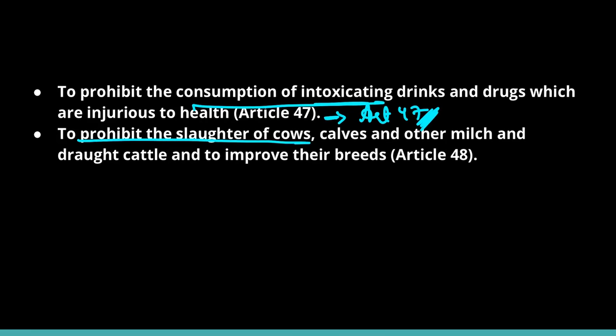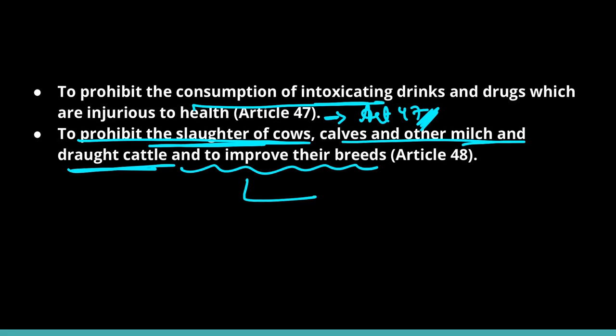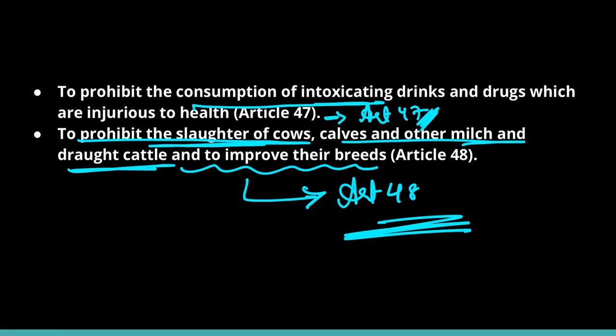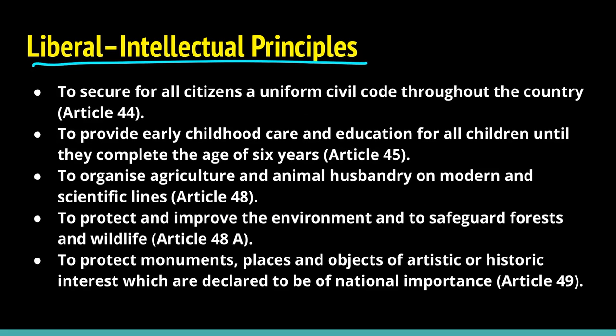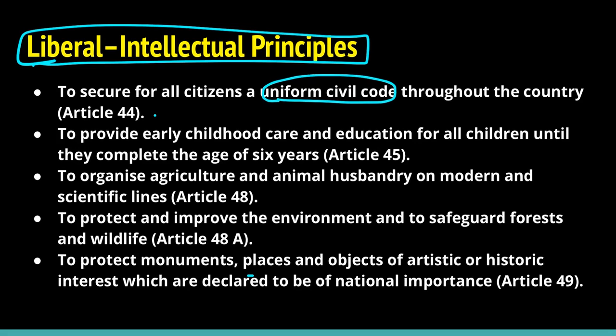It also prohibits the slaughter of cows, calves and other milch and draught cattle, and aims to improve their breeds, and this principle has been included in Article 48 of our Indian Constitution. Liberal intellectual principles: the principles included in this category represent the ideology of liberalism. This principle directs the state to secure for all its citizens a uniform civil code throughout the country, and it has been included in Article 44.